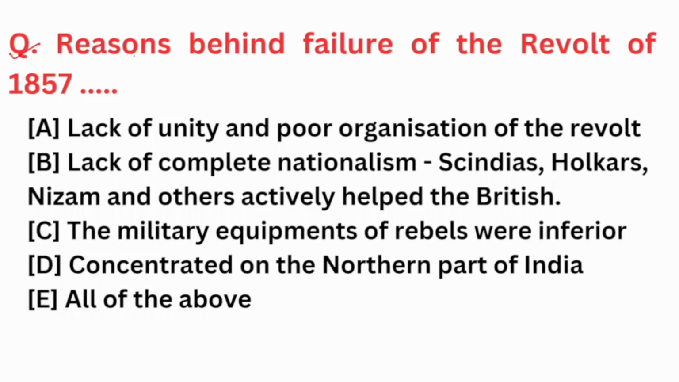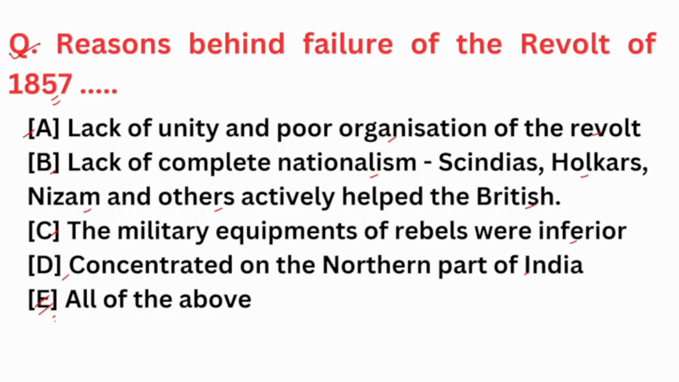Next is reasons behind failure of the revolt of 1857. Option A, lack of unity and poor organization of the revolt. Option B, lack of complete nationalism. Scindias, Holkars, Nizam and others actively helped the British. Option C, the military equipments of rebels were inferior. Option D, concentrated on the northern part of India. Option E, all of the above. So here the correct answer is option E, all of the above.